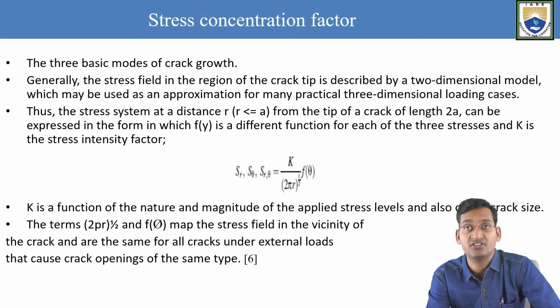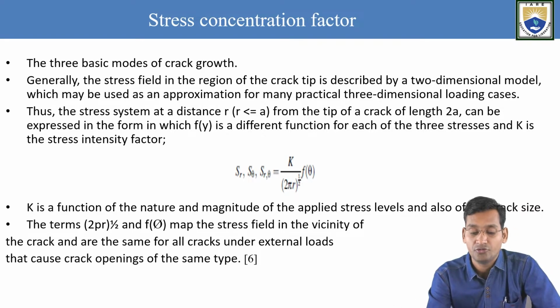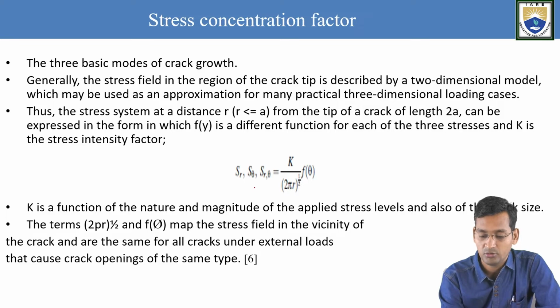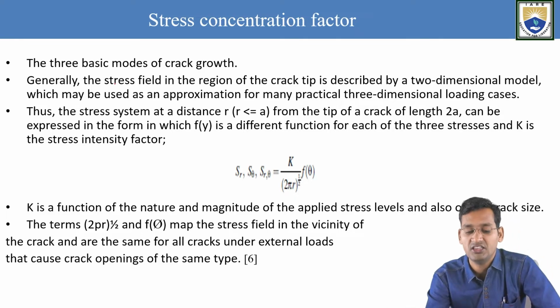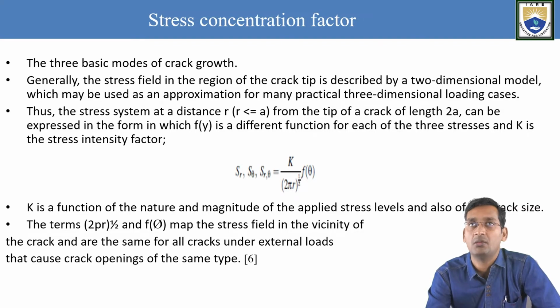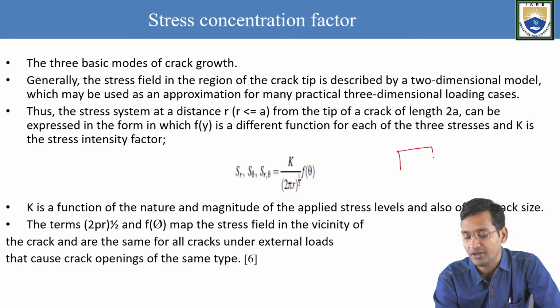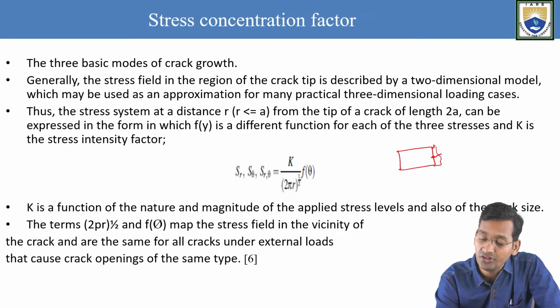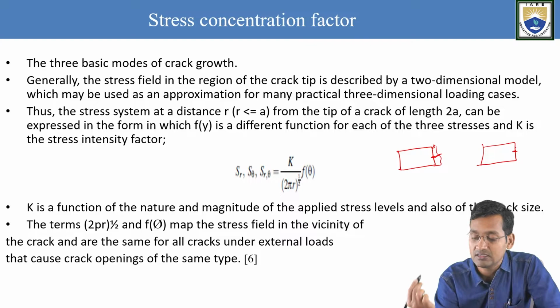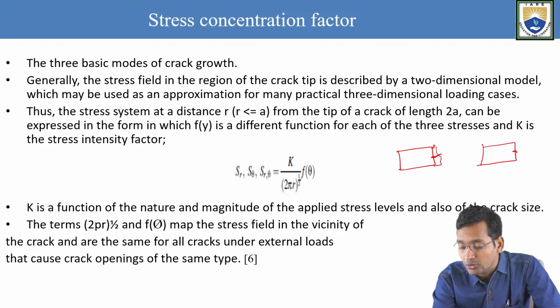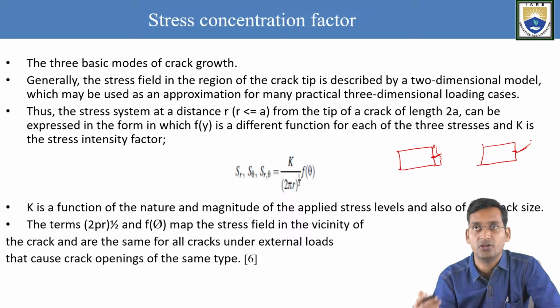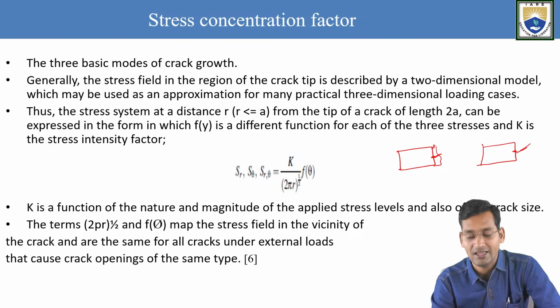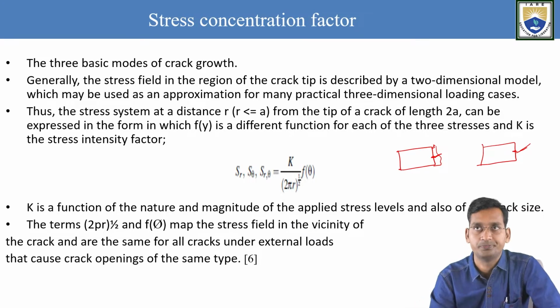Now, how will we find the stress concentration factor? The three basic modes of crack growth are there, right? Let's see it in this equation. First, generally the stress field in the region of the crack tip is described by a two-dimensional model. So when we are looking at the crack, instead of finding it in 3D, we look at the plane first, and what happens in that plane. The crack growth is then in 3D. If suppose along the XY axis the crack started, then the growth will be in three dimensions. So first we look at the two-dimensional model only, and once the growth increases, it will move into three dimensions.